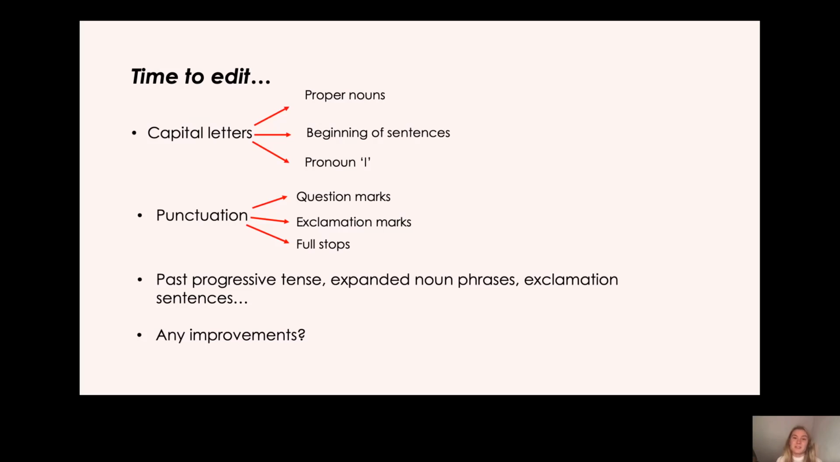Okay, fantastic, year 2. So now you should have corrected all of your capital letters and all of your punctuation. So now it's time to check all your past progressive tense, all your expanded noun phrases, and all of your exclamation sentences and questions. So let's just recap. Past progressive, you need the subject, like the rats, then the past tense of to be, so were, the rats were, and then your verb with ing on the end, so the rats were scurrying. With expanded noun phrases, you know what parts there are in an expanded noun phrase, but just to remind you, you have the determiner, then you have the 2 adjectives with the comma in the middle, and then your noun.